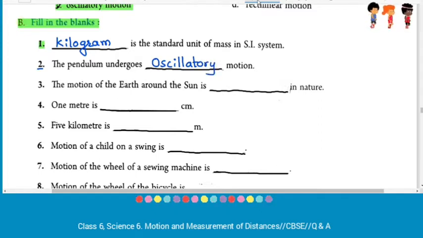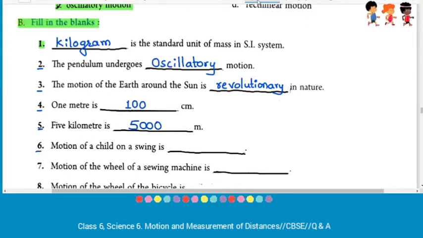Pendulum undergoes oscillatory motion. Third, the motion of the earth around the sun is dash in nature. The motion of the earth around the sun is revolutionary in nature. Fourth, 1 meter is dash centimeter. 1 meter is 100 centimeter. Fifth, 5 kilometer is dash meter. 5 kilometer is 5000 meter.